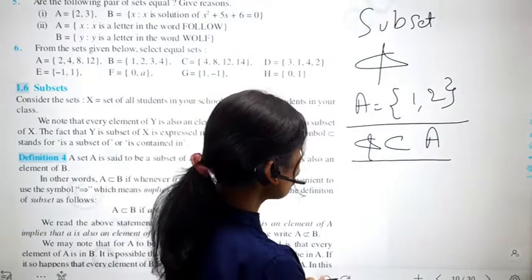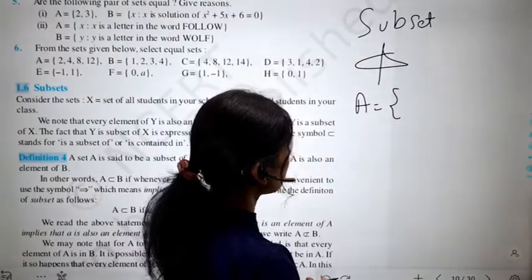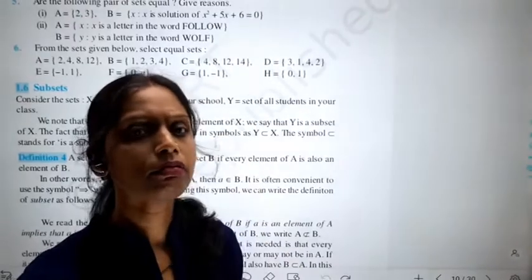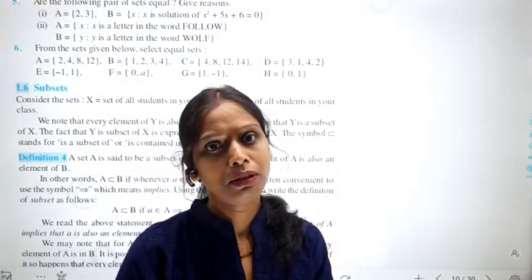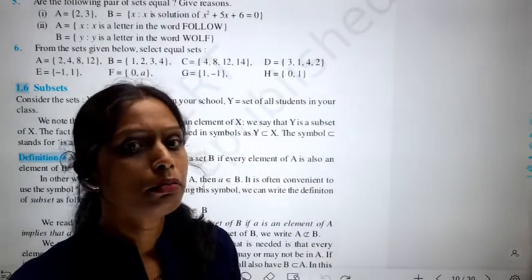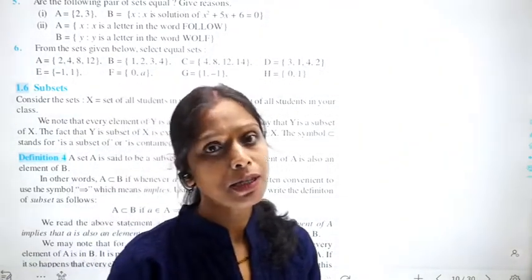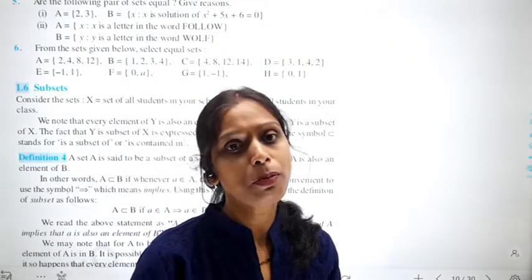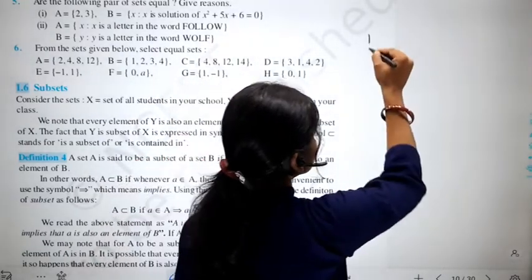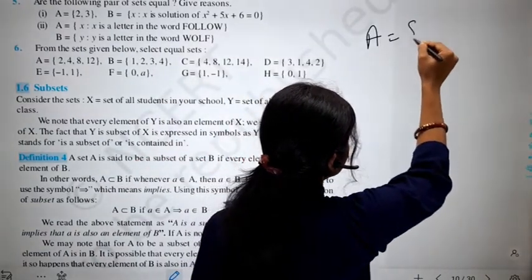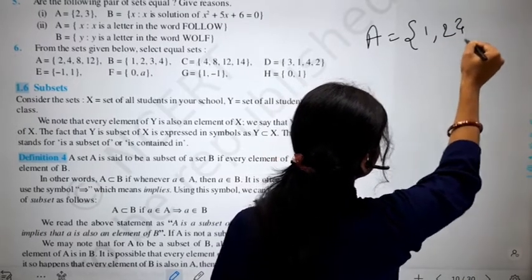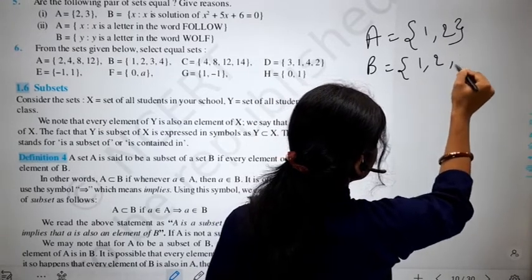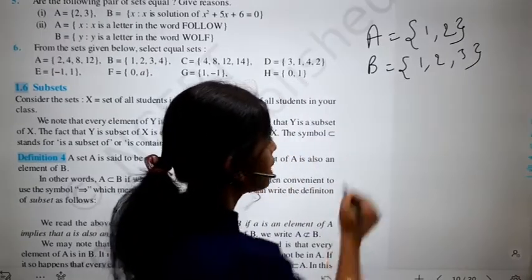Okay. Now my next one is the power set. Actually, what is a power set? Before discussing the power set, first we will discuss the superset and proper subset. Let us suppose that A is equal to 1 and 2 and B is equal to 1, 2 and 3. Here A is a subset of B.